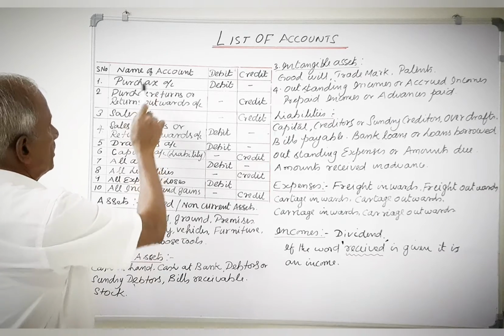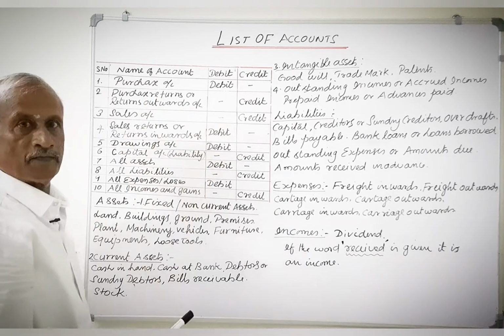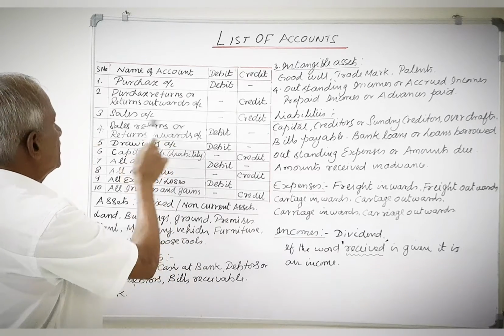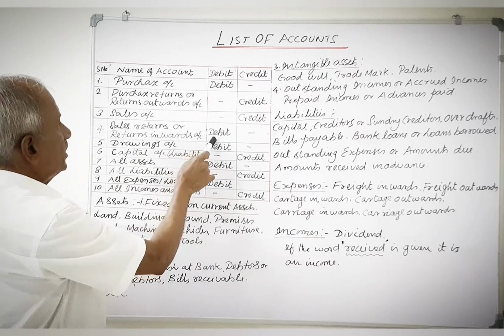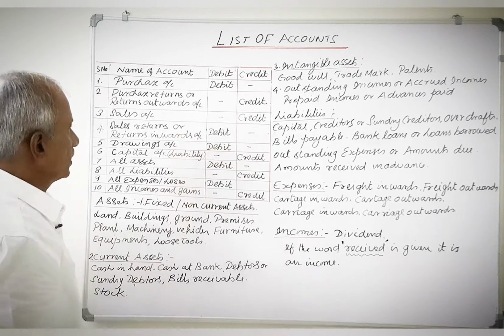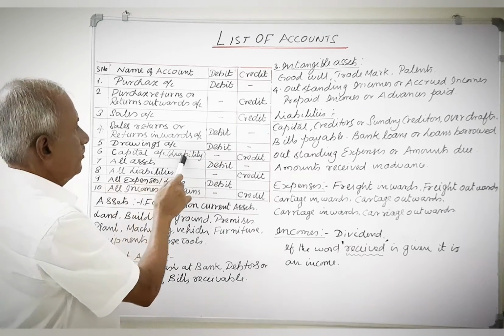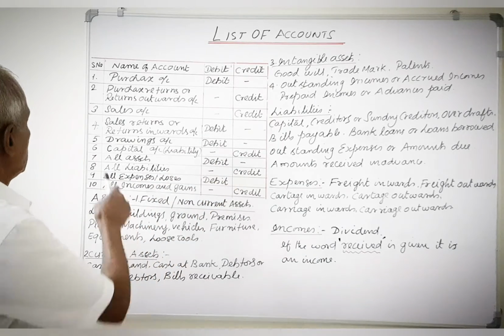When purchase is debit, sales is always credit, so it is shown on the credit side. Sales returns or return inwards is debit because sales is credit. Drawings is debit. Capital is a liability, so it's credit.